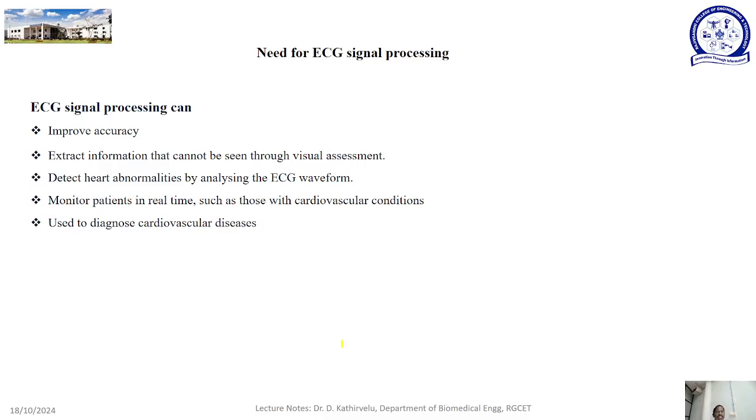What is the need to process an ECG signal? The need for ECG signal processing is to get a signal in its pure form. So it is about improving accuracy. The importance of signal processing is to extract information from an ECG waveform which cannot be seen with the naked eye. It is to detect heart abnormalities by assessing an ECG waveform. It is used to monitor patients in real time for those with cardiovascular conditions.